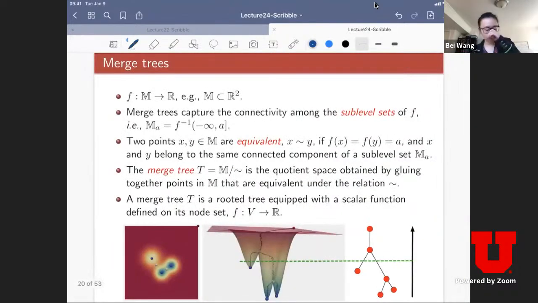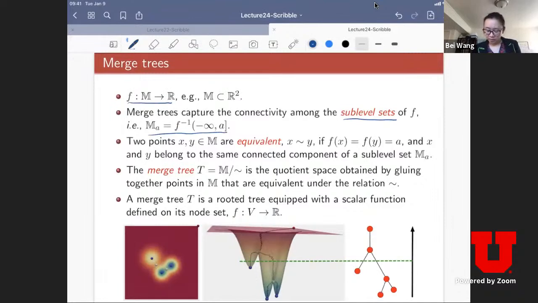This is, of course, the mathematical definition of the merge tree. You have a height function over a domain. In this case, I have a two-dimensional height function. A merge tree studies the connectivity among the sublevel sets of the function, which is all the things in the domain that have a height function value below or equal to the threshold. Two points are considered equivalent if they are at the same height and belong to the same connected component of the sublevel set. The merge tree is the quotient space.